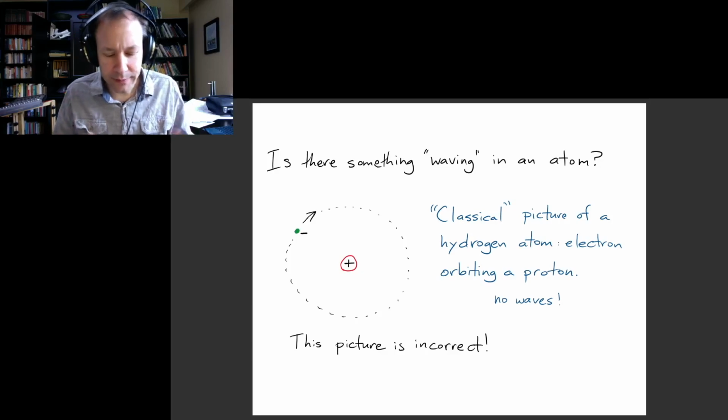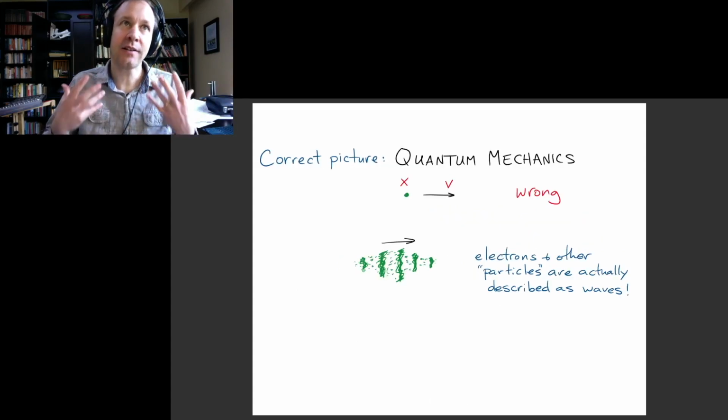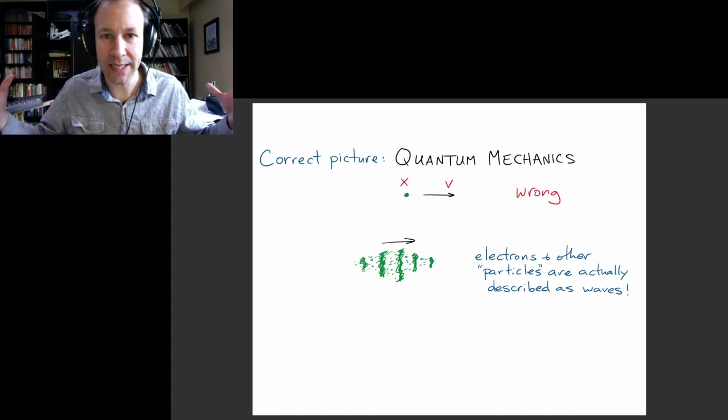So it turns out that this model is not really a good picture for how to think about the physics of atoms, to how to think about the physics of an electron and a proton in a hydrogen atom. This basic picture is really just incorrect. And in order to understand the correct picture, it turns out that you need the subject of quantum mechanics.